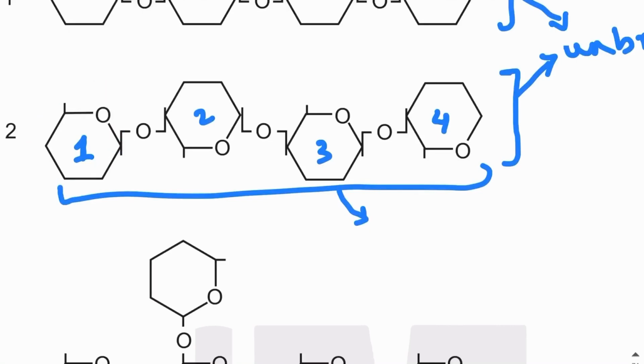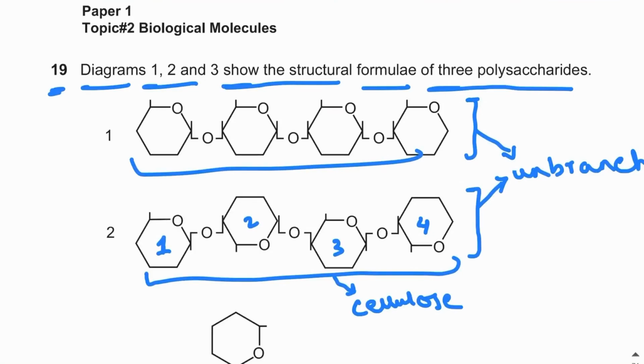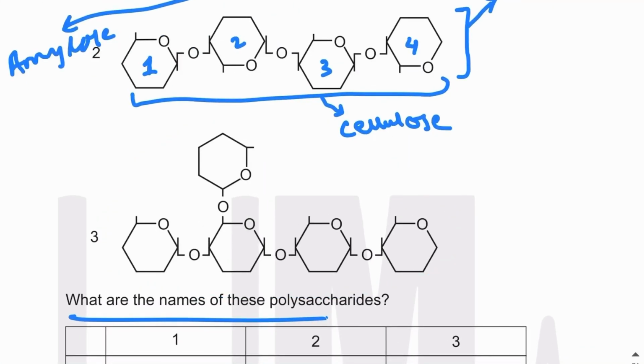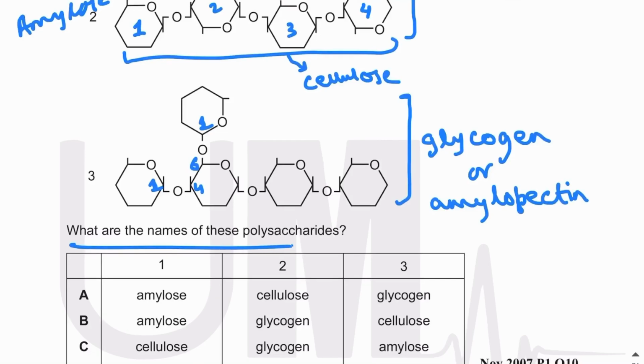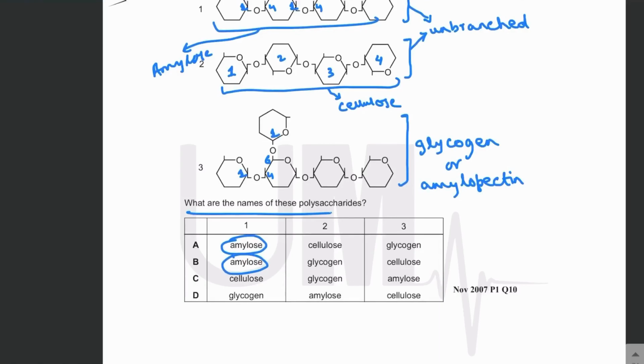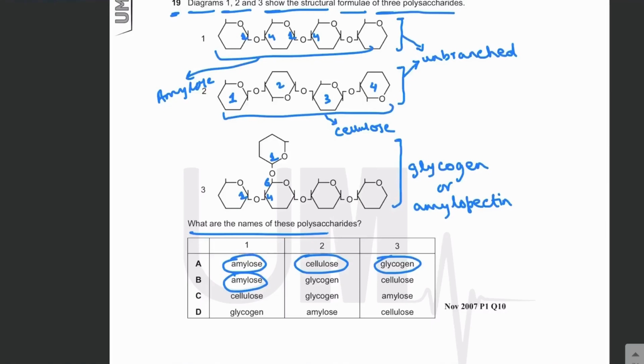So this ring is not inverted because oxygen is at the back, or we can say oxygen is above. And this ring is inverted because oxygen of the ring is below or forwards, right? So whenever you see that every alternate ring is inverted, it's definitely cellulose. So obviously this will be amylose, because you can simply see that it's unbranched and there are alpha 1,4 glycosidic bonds, and the rings are not inverted. So guys, this polysaccharide is branched with alpha 1,4 glycosidic bonds and alpha 1,6 glycosidic bonds. This could be glycogen or amylopectin, right? So what are the names of these polysaccharides? One is amylose, second one is cellulose, and third one is glycogen. So the answer is A.